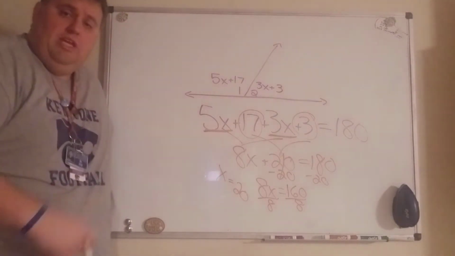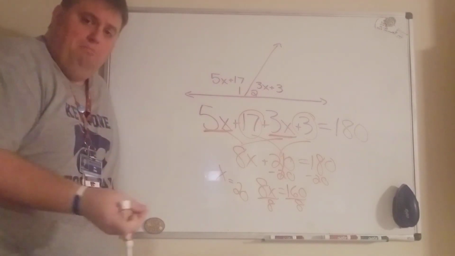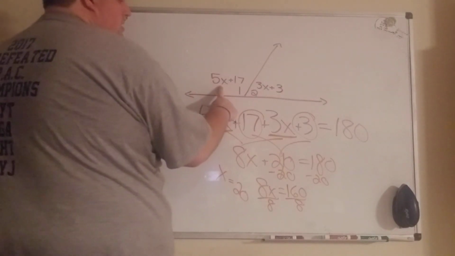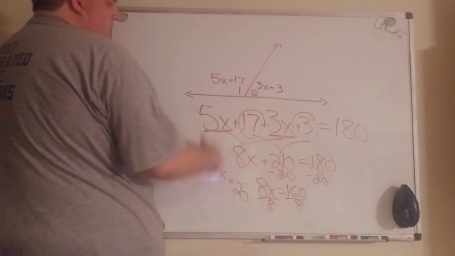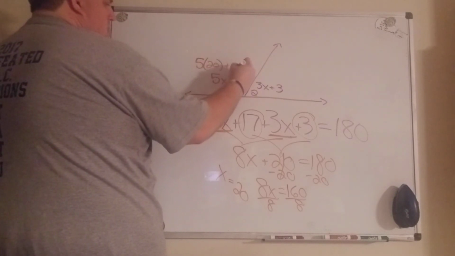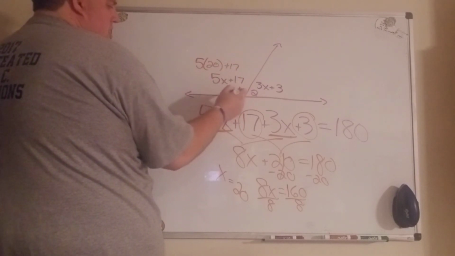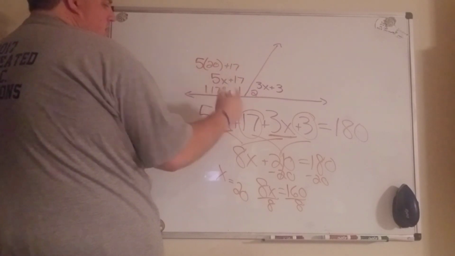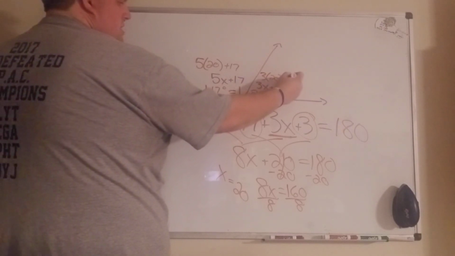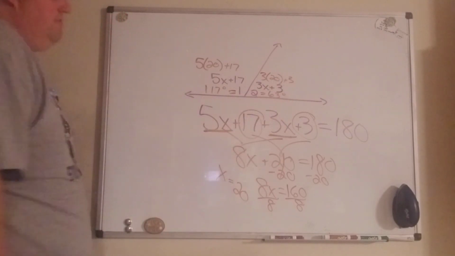So then there's two things they can ask you here. They could just say solve for x, or they could say how big is each angle. So if I want to know how big each angle is, I'm going to come back up here and plug 20 in where I see x. All right. So 5 times 20 is 100 plus 17. Angle 1 is 117 degrees. Over here, 3 times 20 is 60 plus 3. So angle 2 is 63 degrees.